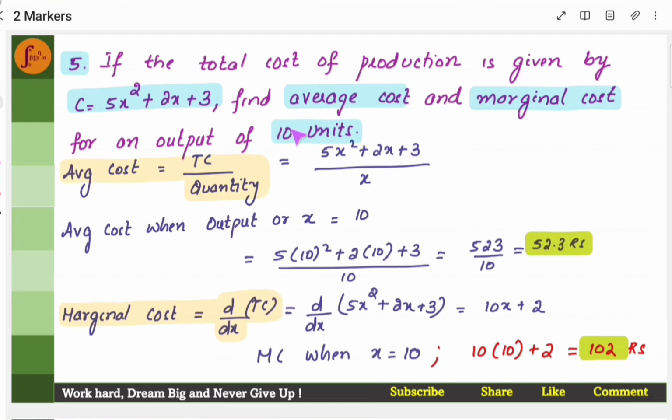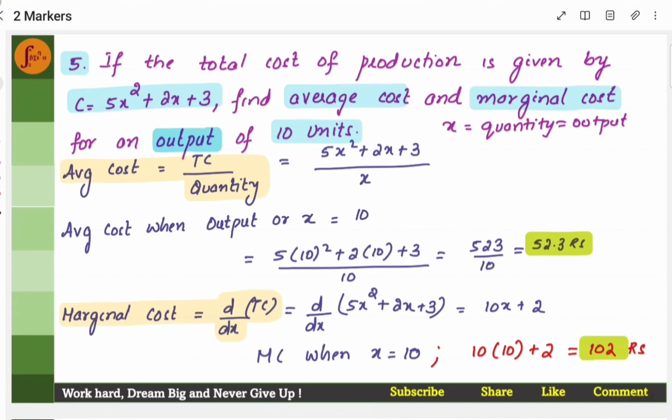Now you have to find the average cost when output is 10 units. What is output? Output is x. Quantity, output, x, all these mean the same. So when x is equal to 10 units, you have to find this average cost. Put x as 10, and you'll get the value. Marginal cost. Like I said, what is marginal? You have to find the derivative of cost. So differentiate total cost.